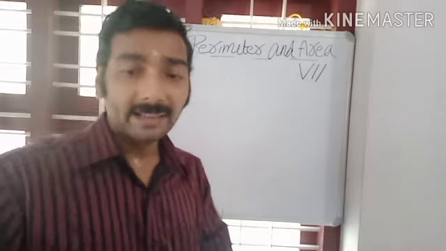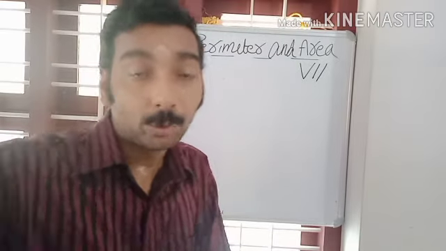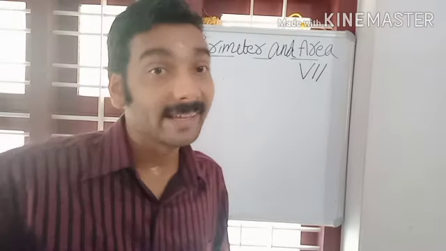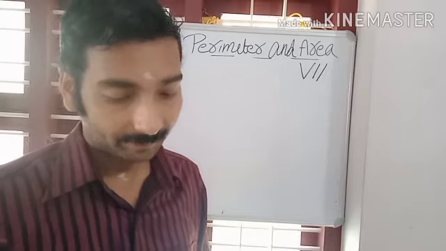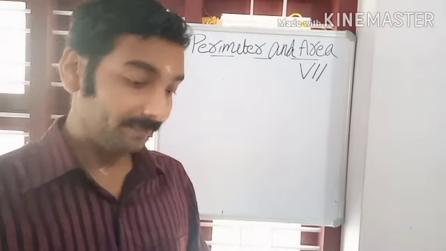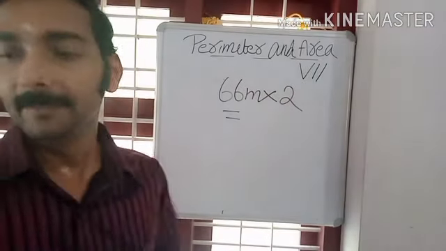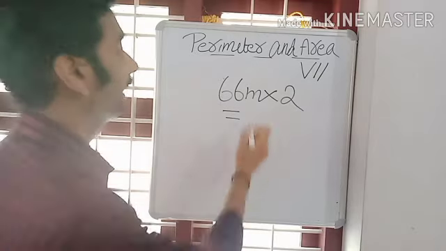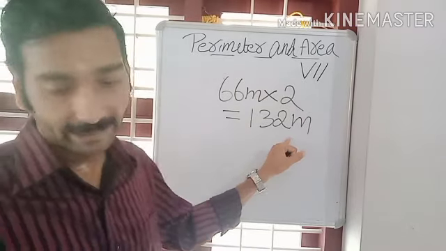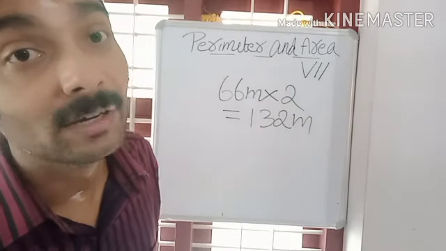Then in this question, we find the length of the rope he needs to purchase if he makes 2 rounds of fence. 1 round of fence is 66 meter, that means the circumference. For 2 rounds of fence, that means 66 meter into 2, that is 132 meter. 132 meter is the length of rope needed to make 2 rounds of fence.